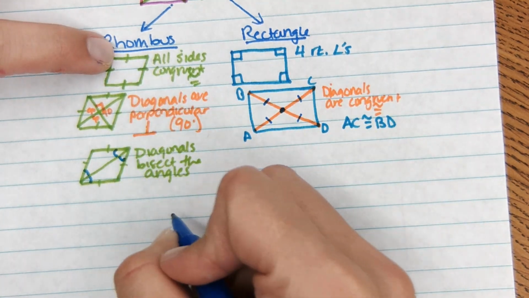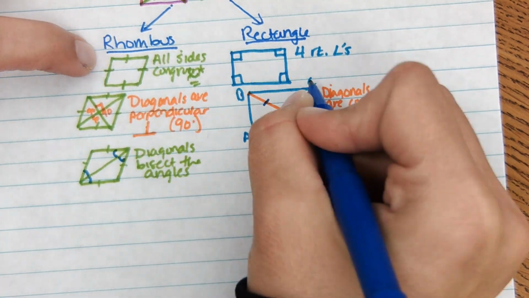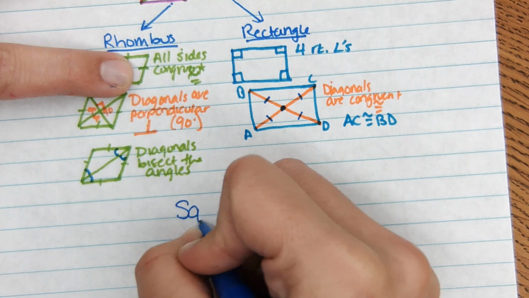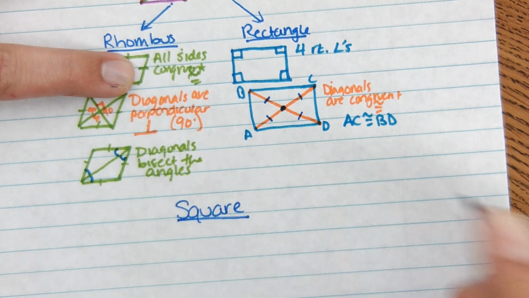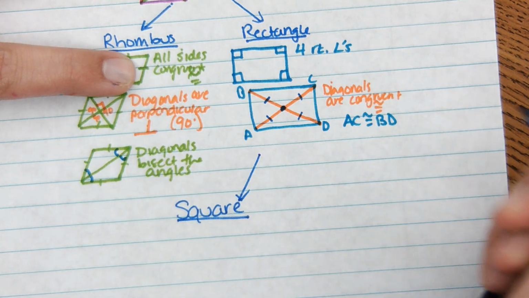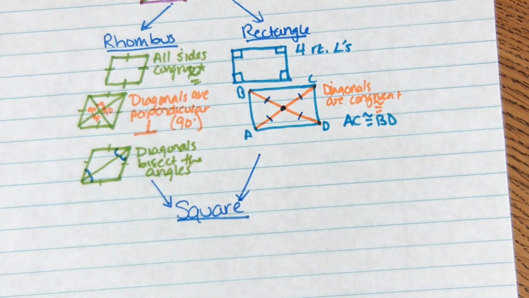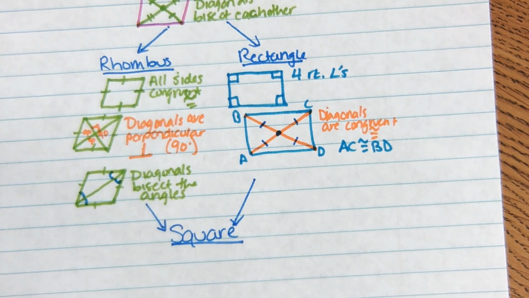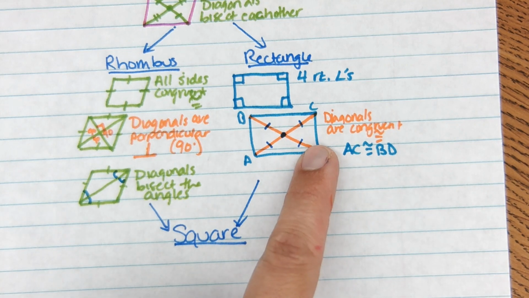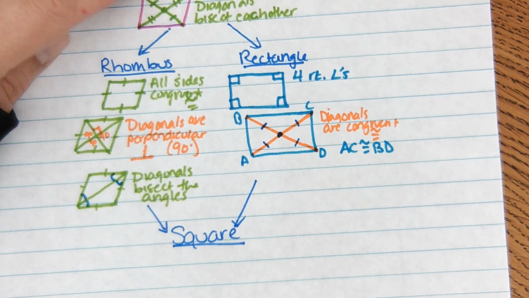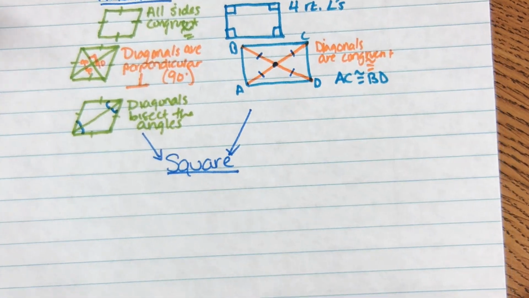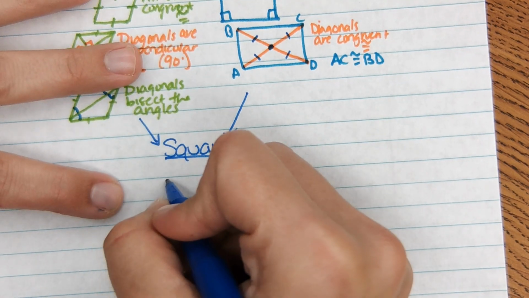So rhombus and rectangle are going to have a baby. Siblings aren't supposed to have babies, but they do. And it creates a square. So rhombus and rectangle have a baby. They call it a square. And so a square has all the characteristics of a rectangle, a rhombus, a parallelogram, and a quadrilateral. And a square, as you know, is just like perfect, perfect, perfect.